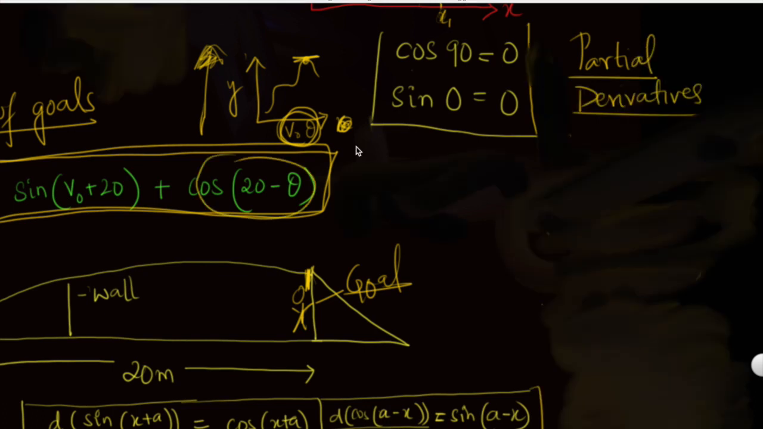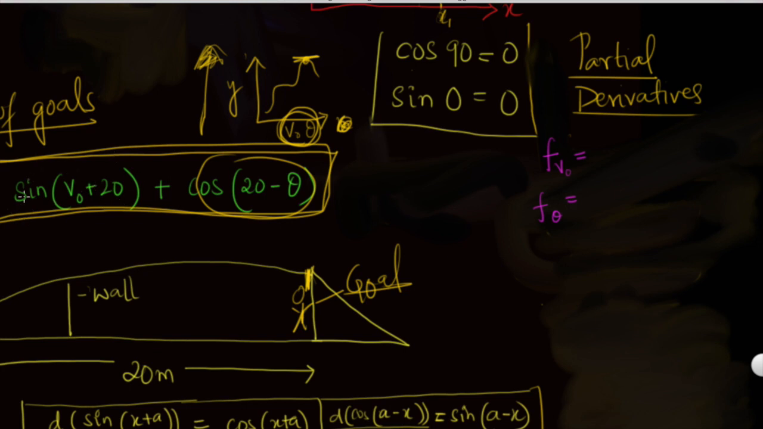So now that we have two variables, we need to take two derivatives. The first one is that we have to take the derivative with respect to v naught, and the second one we have to take the derivative with respect to theta. So how this works is that for the first one, you have to take it with respect to v naught, but assuming that theta is a constant.